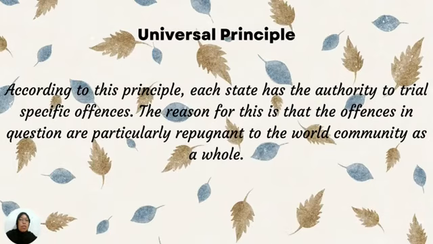Last but not least, the universal principle. According to this principle, each state has the authority to try specific offences. The reason for this is that the offences in question are particularly repugnant to the world community as a whole. There are two categories that clearly belong to the sphere of universal jurisdiction, which has been defined as a state's competence to prosecute alleged offenders and punish them if convicted, regardless of the location of the crime and regardless of any link of active or passive nationality or other grounds of jurisdiction recognized by international law.